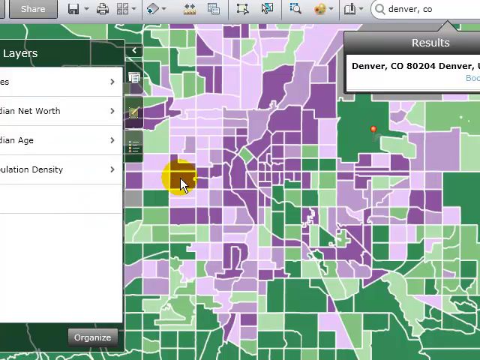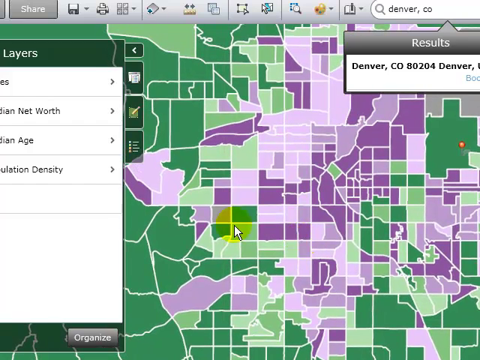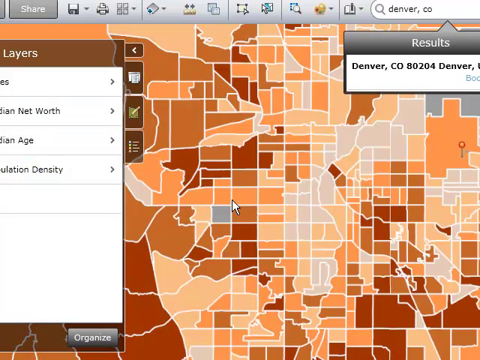So it's interesting to look at patterns. If I look at the median net worth, for example, I can see that central Denver is relatively low, but there are some pockets of anomalous block groups and census tracts. Down to the south of Denver here, I've got a much higher median net worth. Interesting. What about median age? Wow, central Denver and south central Denver is quite young compared to the rest of Denver.